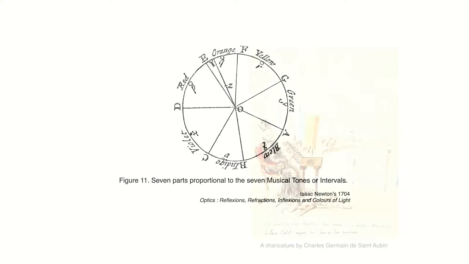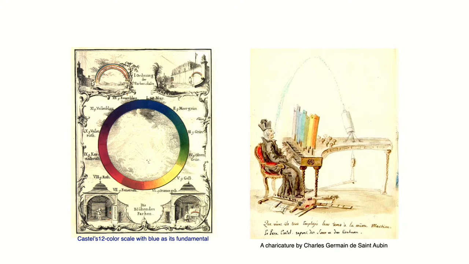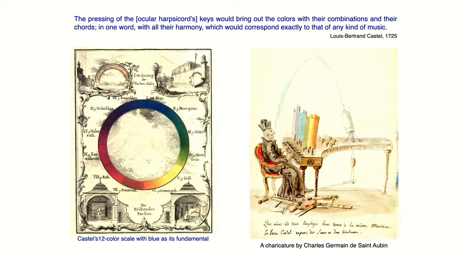Inspired in part by Newton's experiments, the Jesuit priest and scholar Louis-Bertrand Castel argued that color, being a wave phenomenon like sound, might bring the sort of pleasure that music does. Castel chose to use a scale of 12 notes. He proposed to demonstrate his idea by modifying a harpsichord to produce color instead of sound, a mute music as he called it. He wrote that pressing its keys would bring out the colors with their combinations and their chords, in one word, with all their harmony, which would correspond exactly to that of any kind of music.